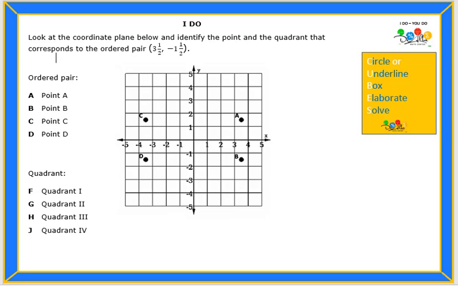Hello everyone! Today's I Do You Do lesson, we will be working with graphing points in all four quadrants using ordered pairs of rational numbers. Let's go ahead and start by reading the I Do problem.